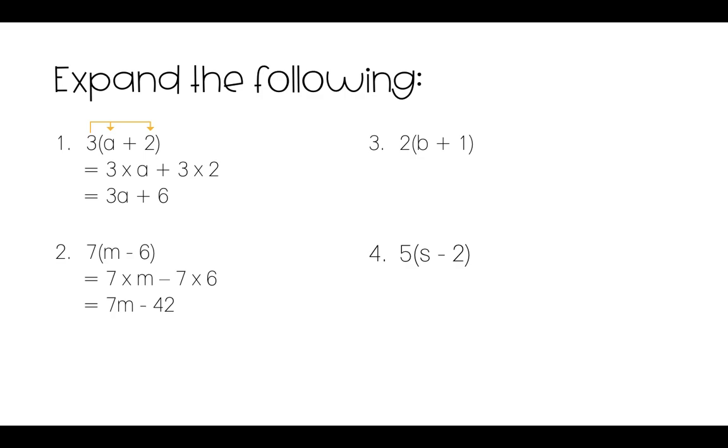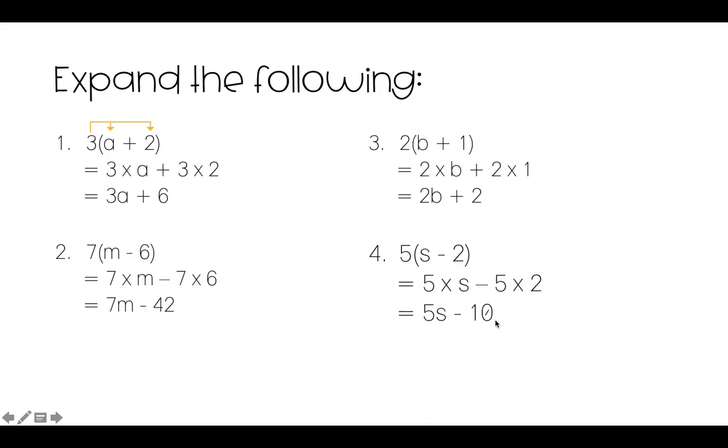So hopefully what you will have completed is 2 times b plus 2 times 1, which gives us 2b plus 2. And at this stage, I don't want you to skip this step, okay? I want you to show me that you know that this means to multiply. So 2 times b plus 2 times 1 gives us 2b plus 2. And then we go 5 times s, subtracting or take away, because of this symbol here, 5 times 2. And if we simplify it down, we end up with 5s, take away, well 5 times 2 is 10, so we go 5s, take away 10.